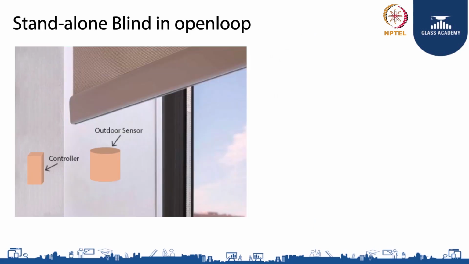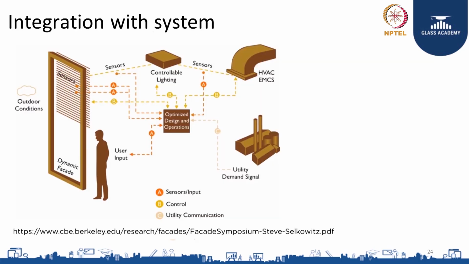We can also buy or install simple open loop standalone systems. Here you see that there is a sensor which is inside the space but looking towards a window. If it senses a lot of daylight, it will close the shade. If it senses a reasonable amount of daylight as per the requirements, it will open the shade. So from these simple standalone systems, we can go all the way to complicated systems.